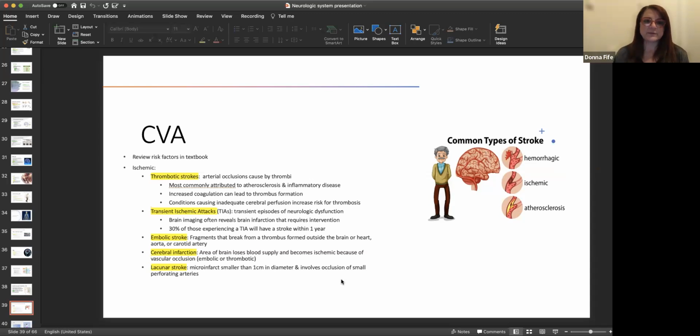Embolic stroke: fragments break off a thrombus formed outside of the brain, such as in the heart, aorta, or carotid artery. Cerebral infarction: the area of the brain loses blood supply and becomes ischemic because of vascular occlusion. And a lacunar stroke is a microinfarct smaller than 1 centimeter in diameter and involves occlusion of the small perforating arteries.